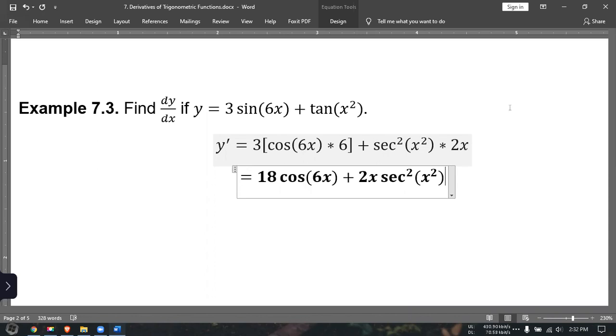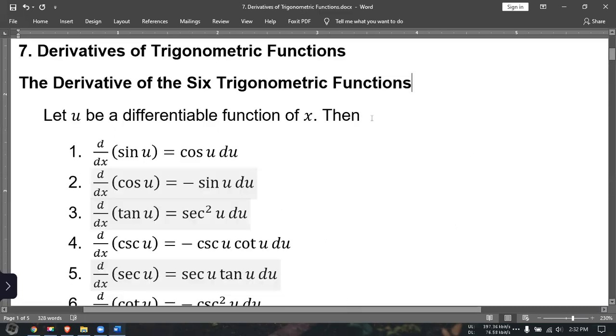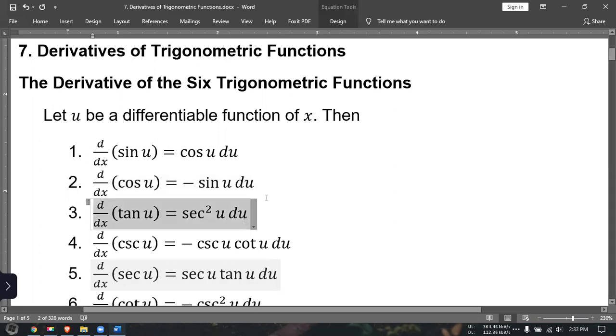Secant squared po talaga siya, no, sir? Yeah, secant squared. That is based on our definition. Yes, this is secant squared. Okay, sir. Thank you po.